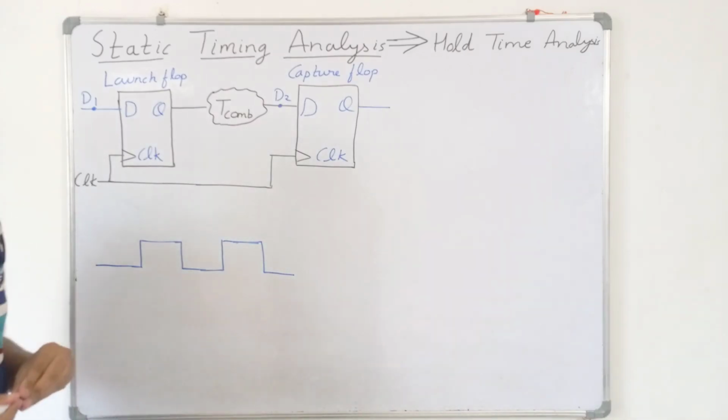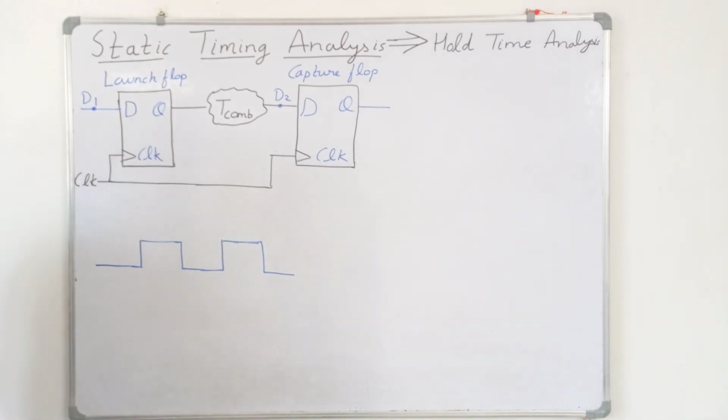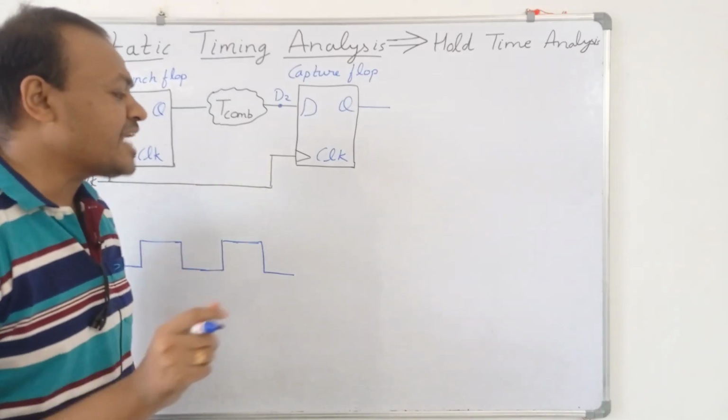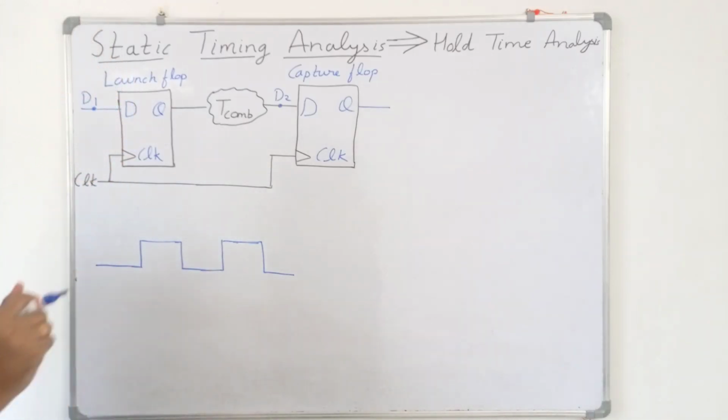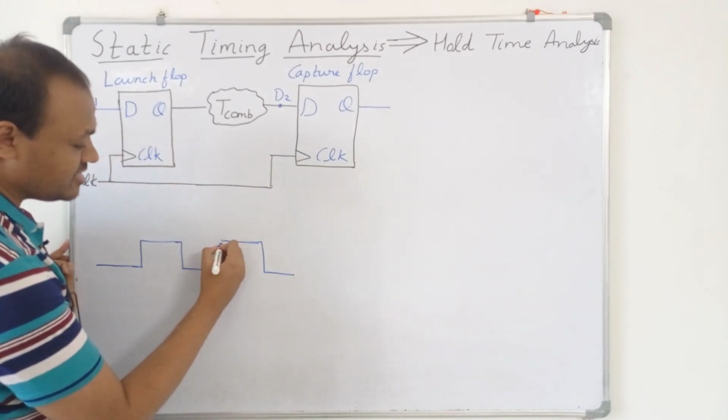So we will have two important parameters. One is the setup time, second is the hold time. So what is the setup time? Setup time is the minimum amount of time for which the data must be stable before the arrival of the clock edge. So suppose this is the clock edge.